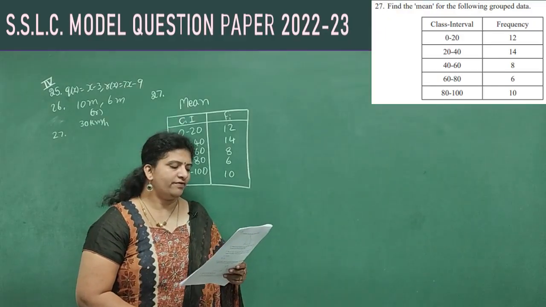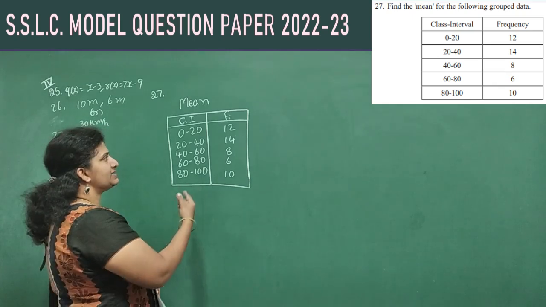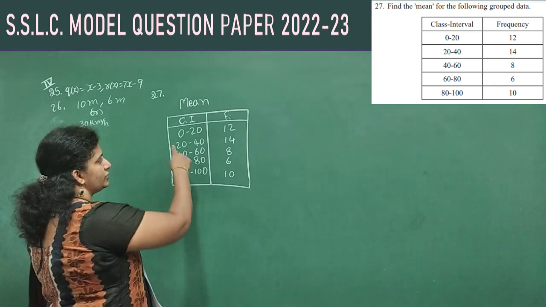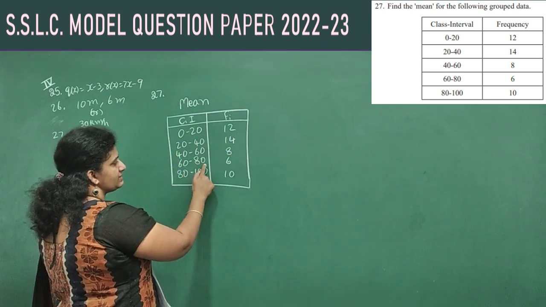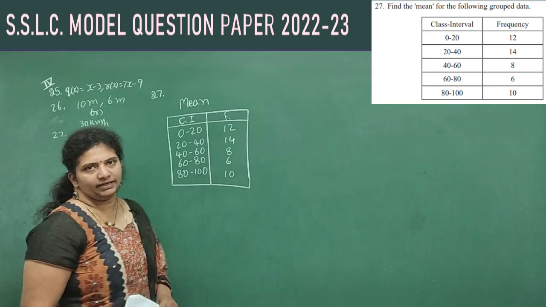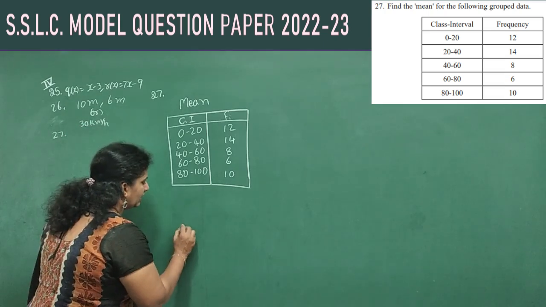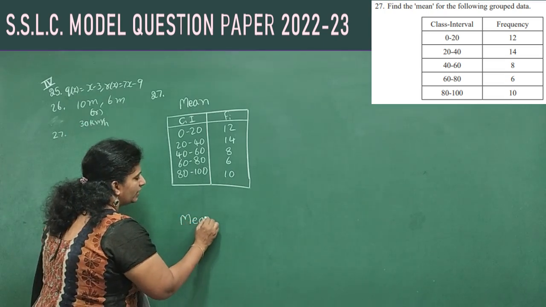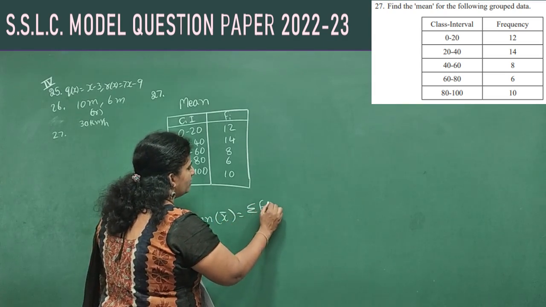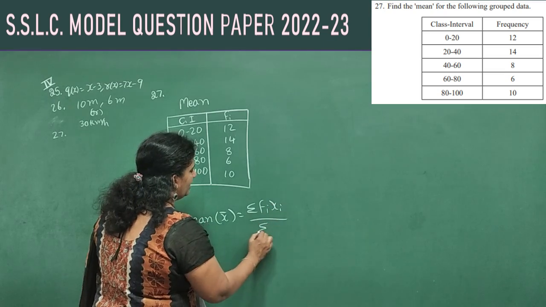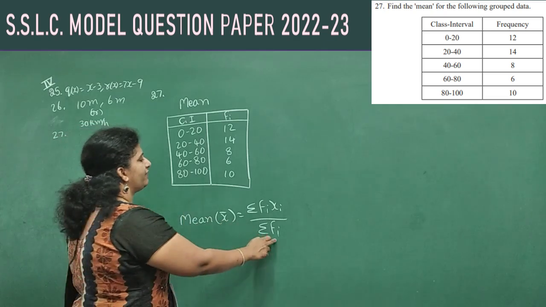27th problem. Find the mean for the following group of data. Your data is here. Class interval and frequency is given. 0 to 20, 12, 20 to 40, 14, 40 to 60, 8, 60 to 80, 6, 80 to 100, 10. We are going to find mean for the given data. Mean means immediately we remember a formula. Mean x bar is equal to summation fi xi by summation fi. Observe in this table fi there.